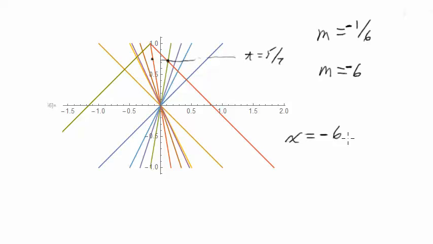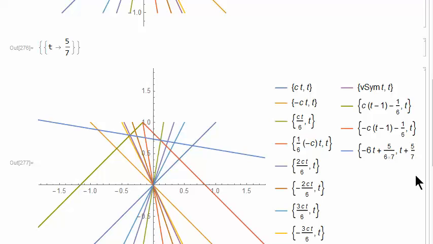x equals -6t, 6 times the speed of light, plus x naught, which will be 1/6 of the speed of light times 5/7. And then t will be t. Did I do that right? Almost. I had to add 5/7.